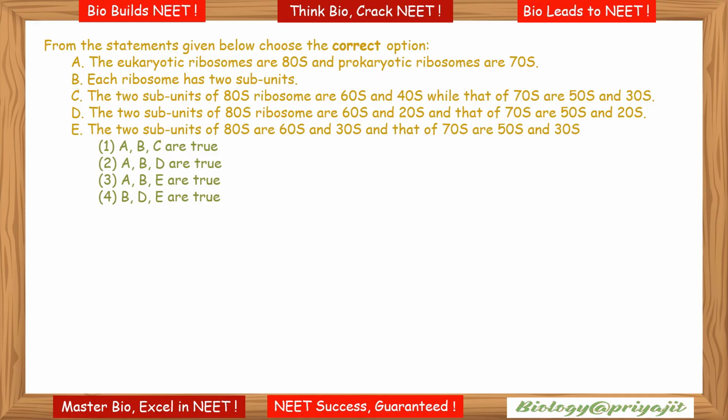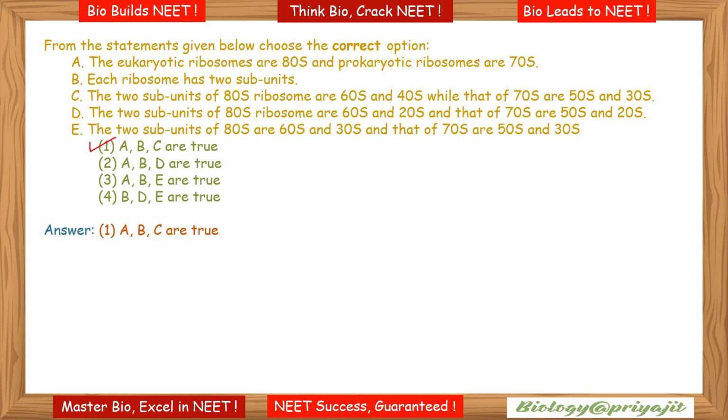The two subunits of 80S ribosome are 60S and 20S, and that of 70S are 50S and 20S. The two subunits of 80S are 60S and 30S, and that of 70S are 50S and 30S. The correct answer will be here option 1. A, B and C are true.